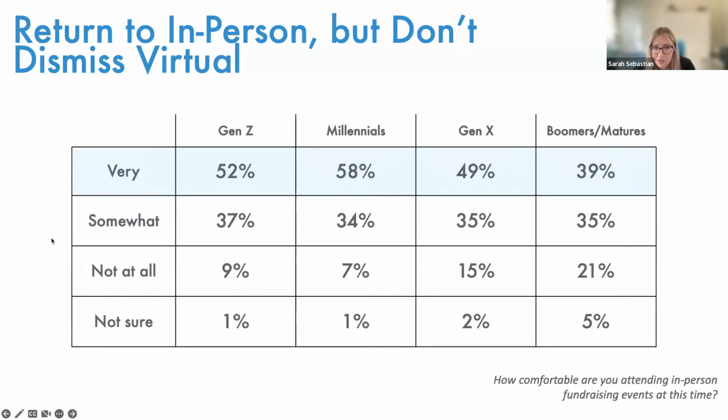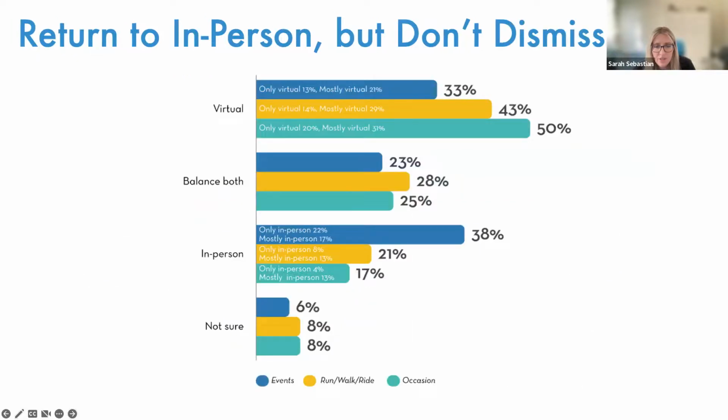And breaking it out by generation to take a peek, you can see that those comfort levels really do increase as age decreases, with most of the younger generations being the most comfortable returning to those in-person events. This looks a little crazy.